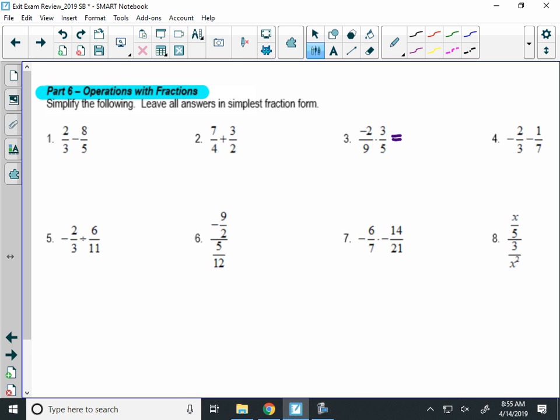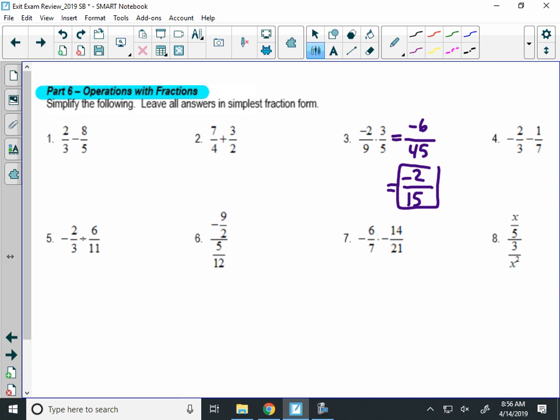So in number 3, when you're simplifying here, all you have to do is multiply straight across the numerator and straight across the denominator. So negative 2 times 3 is negative 6. 9 times 5 is 45. Now here we want to write this in simplest fraction form. And negative 6 over 45, those both have 3's that go into them. So that would give me negative 2 over 15. That would be the most simplified answer.